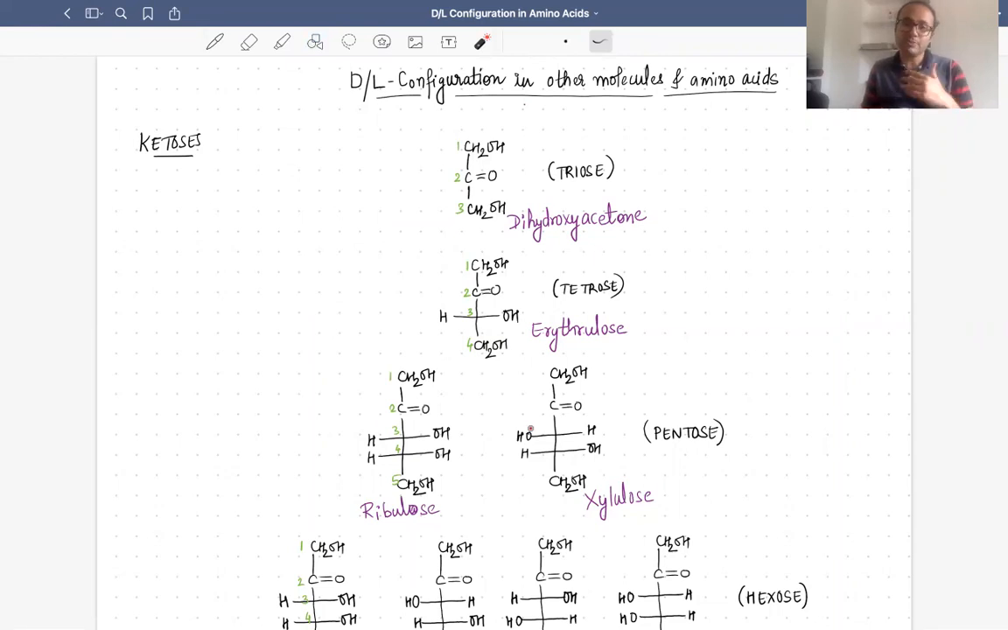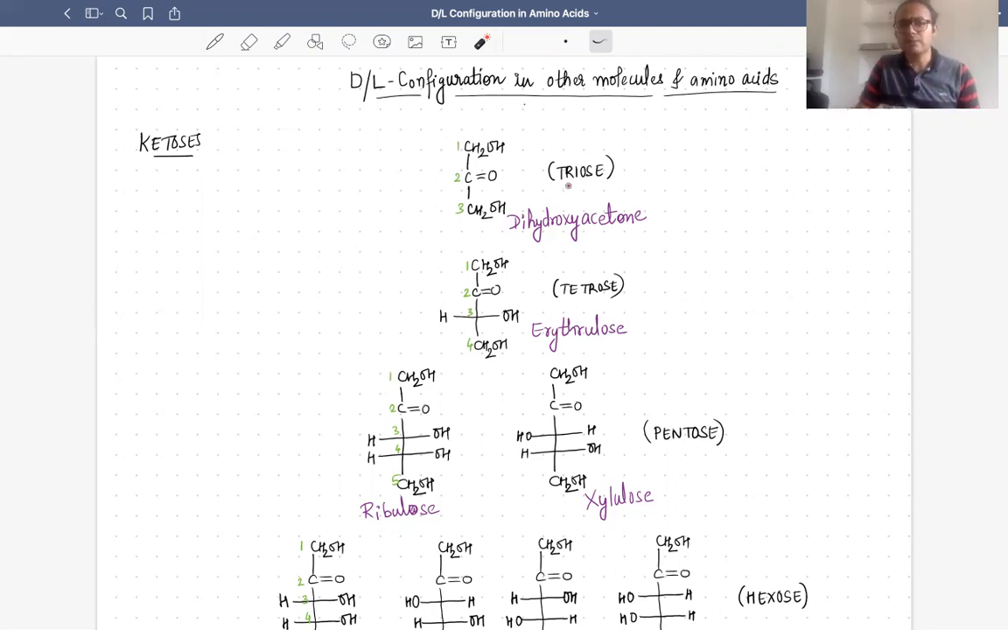And as I told you repeatedly, it is limited only to the carbohydrates as well as the amino acids. In the previous video we talked about the aldoses. Therefore in today's video I'd like to also talk about the ketoses. The difference between the aldoses and ketoses is that an aldose has an aldehyde group, and the ketoses are the sugar molecules or monosaccharides with the keto group.